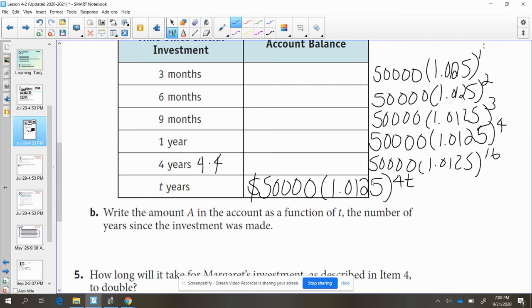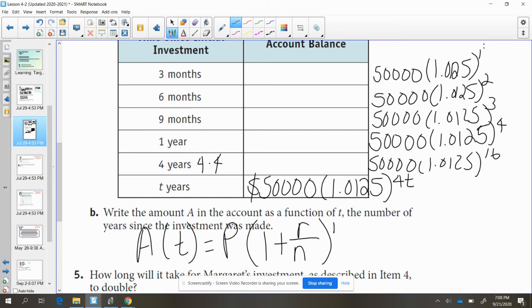So what this is showing us, if we divide it up even further, is that A of T is going to be that principal value, right? And then 1 plus our nominal rate per year divided by the number of times we're compounding, to the nt, right? This is a formula you've potentially seen previously before this class.